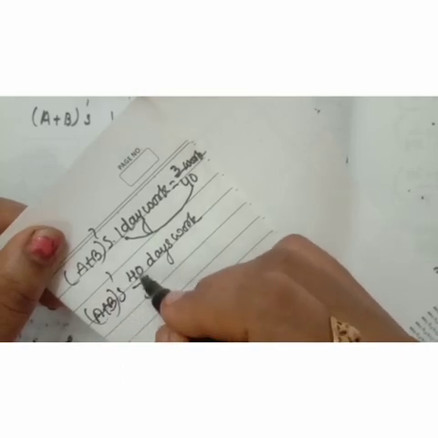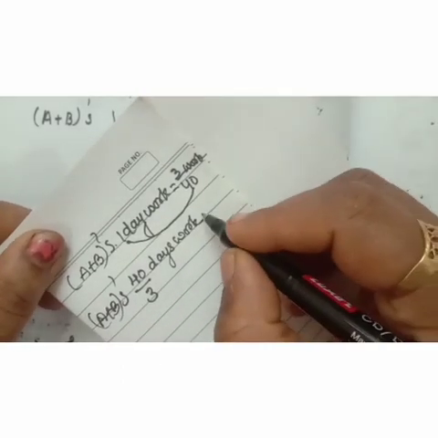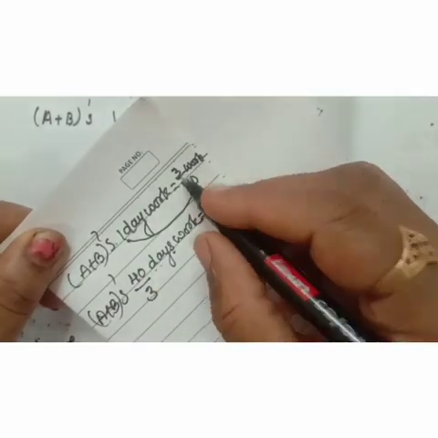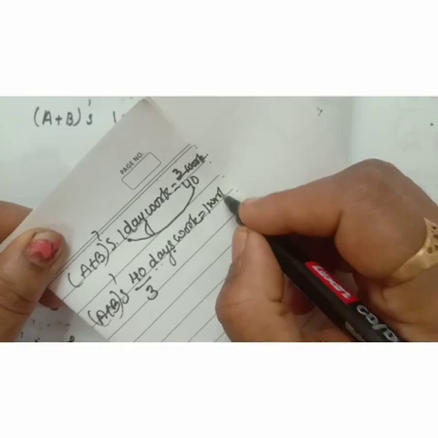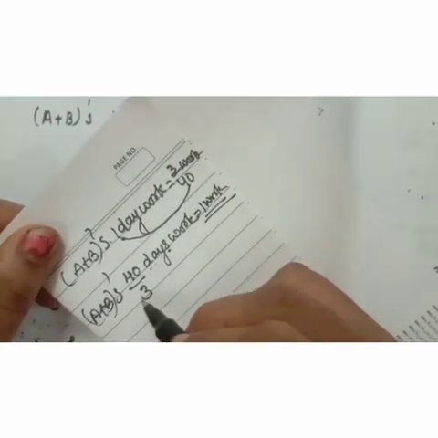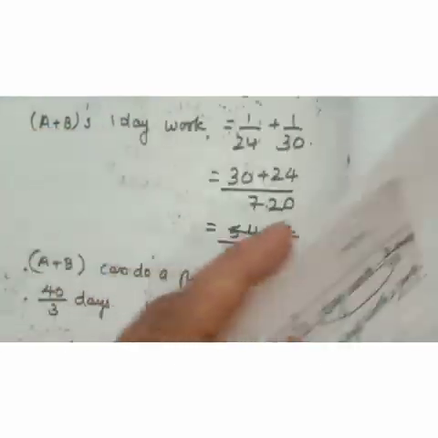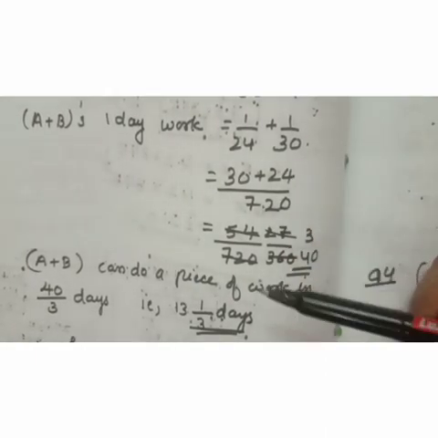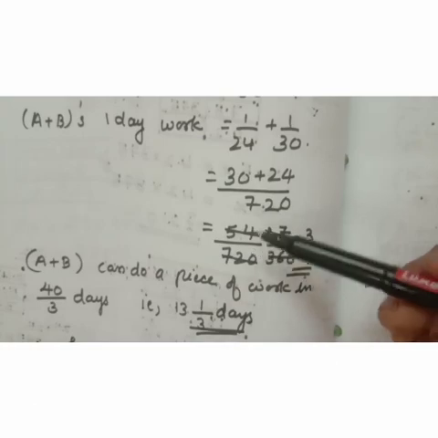A plus B is 40 by 3 days work. 3 days equal to full we taken, then here will come 1. 1 work how many days? Simply we can say work you take reciprocal you will get days. Days you take reciprocal you will get work.